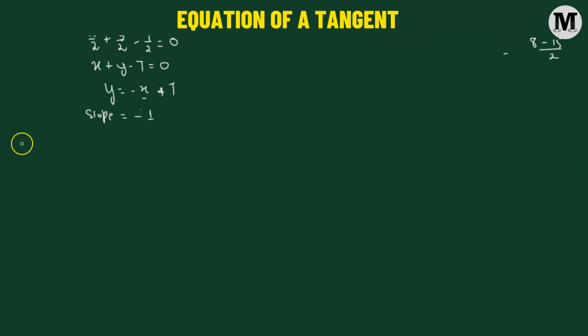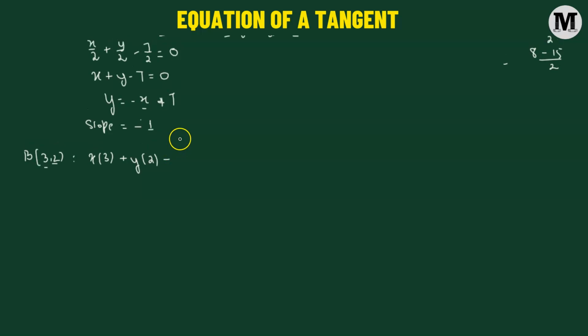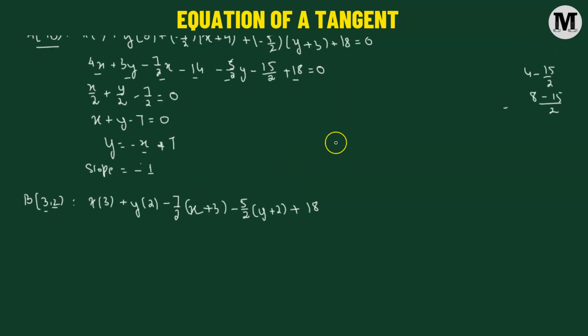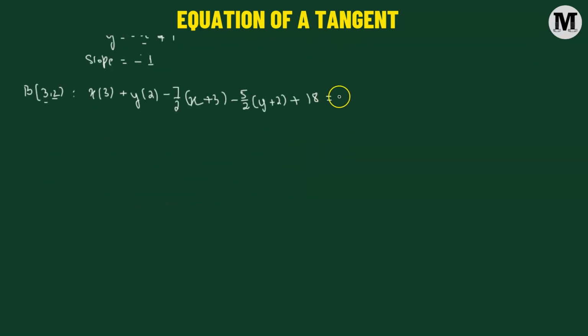So we have the other point B with coordinates (3, 2). The equation of the tangent will be x times x1, where x1 is 3 here, plus y times y1, where y1 is 2 in this case, added to g, which is negative 7 over 2, times (x plus x1). Then f is negative 5 over 2, times (y plus y1), plus the constant c. So c is 18, let's verify. Yes, it is 18. That will be equal to 0.